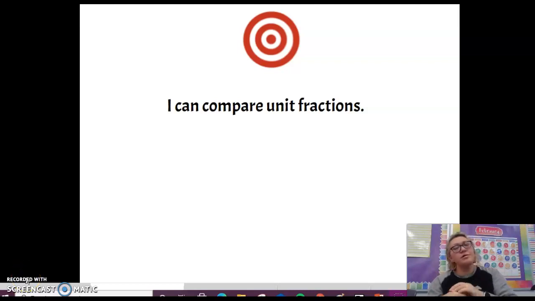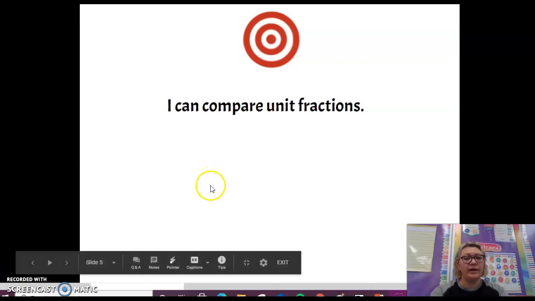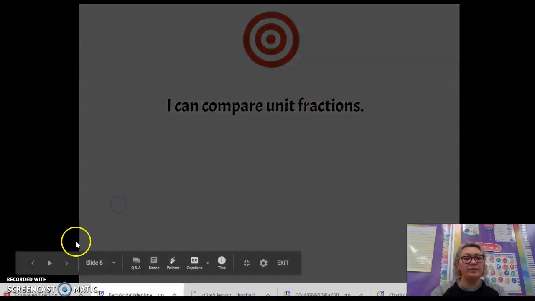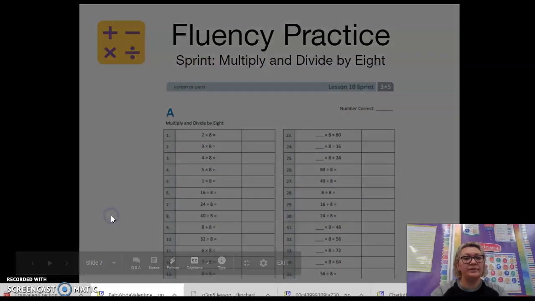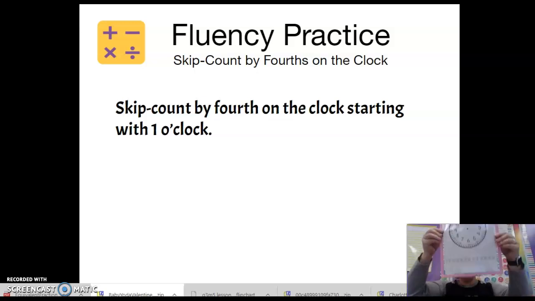Okay, we are on lesson 10 of module 5, and today it is comparing unit fractions. Some of the things that we are going to do: it's been a while, but I know that you guys can do it. All right, so we are going to take our clock and we're going to skip count by fourths.